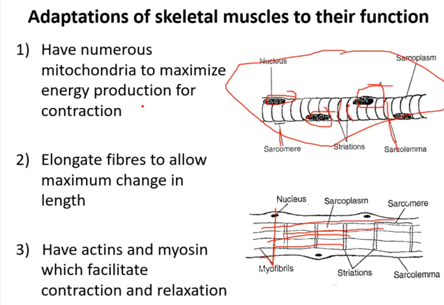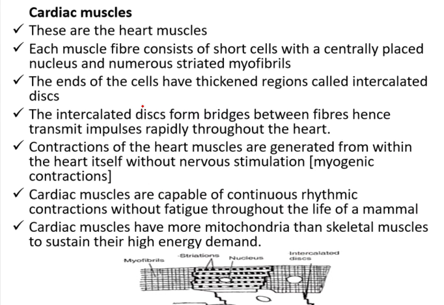Then adaptations: they have numerous mitochondria to maximize energy production for contraction. Then elongated fibers to allow maximum change in length. Then they have actin and myosin, which facilitate contraction and relaxation.